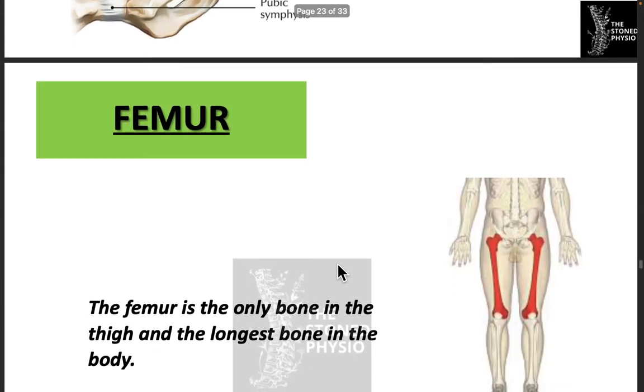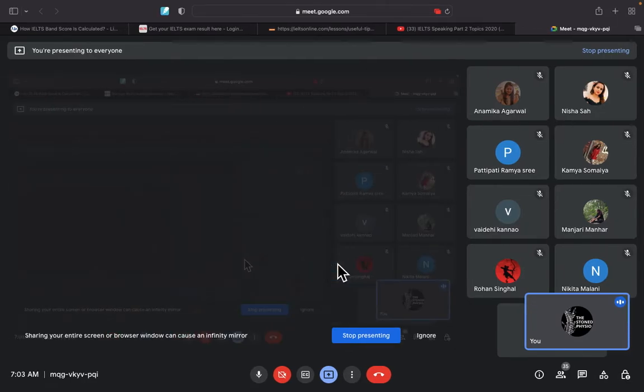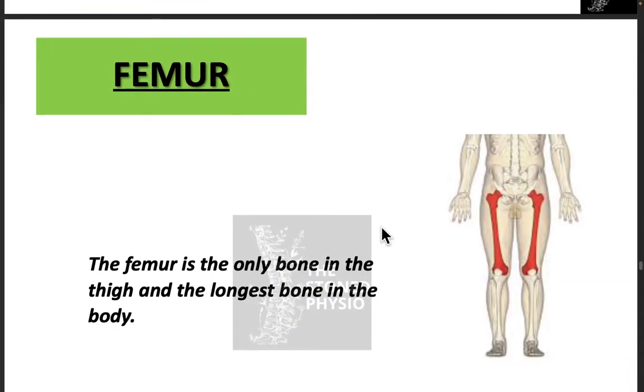Now, today we are supposed to cover the femur, the tibia, and the fibula. Along with that, see whether we are able to cover patella as well. We will try to cover that also. So let's start with the femur.